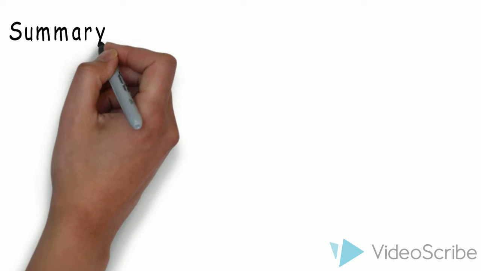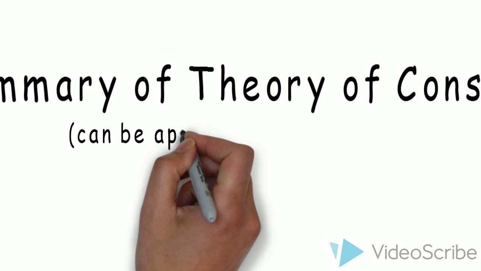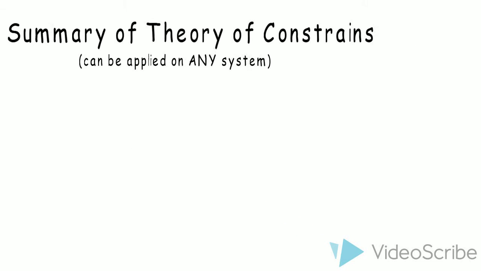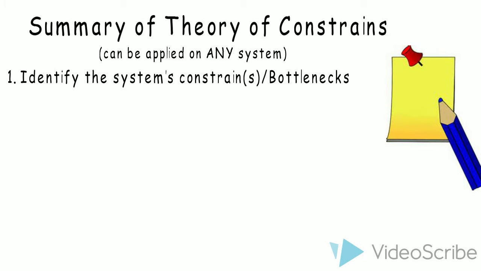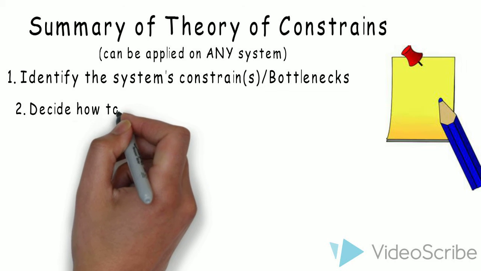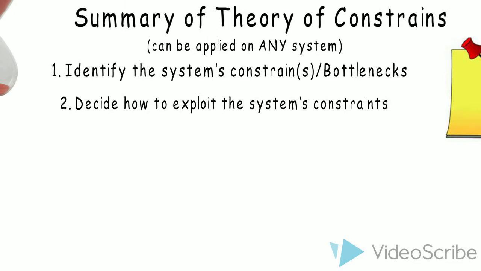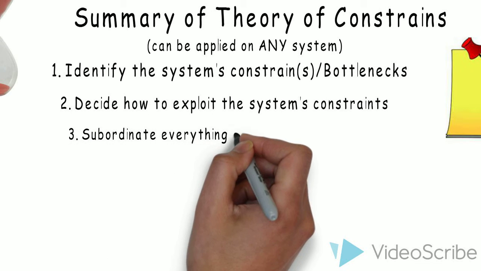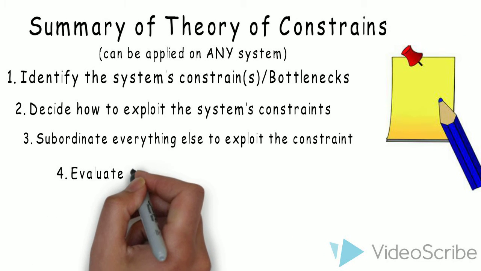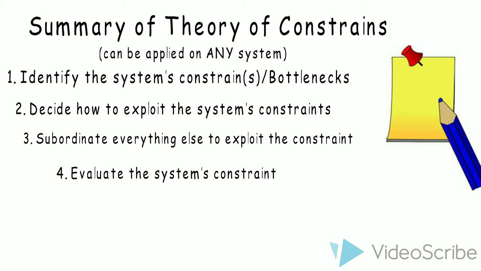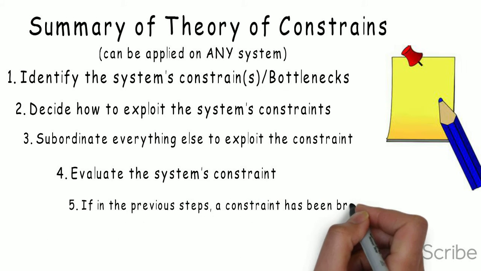To summarize, the theory of constraints can be divided into 5 steps. When followed properly, these steps can help improve any kind of system, including our personal lives. Step 1. Identify the system's constraints or bottlenecks. Step 2. Decide how to exploit the system's constraints. Step 3. Subordinate everything else to exploit the system constraint. Step 4. Evaluate the system's constraint. And last, if in the previous step a constraint has been broken, go back to step 1.